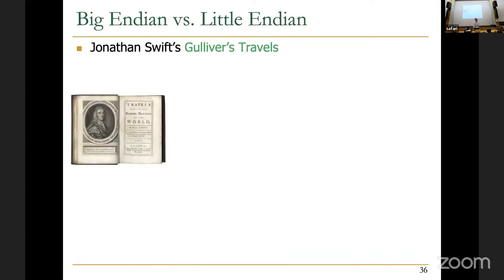Okay, so I want to take a detour over here. This is basically a convention, right? And the naming of this comes from Gulliver's Travels. How many people have read Gulliver's Travels here? Okay, how many people know about Gulliver's Travels? How many people watched Gulliver's Travels? Okay, some people. So this is clearly a famous book.